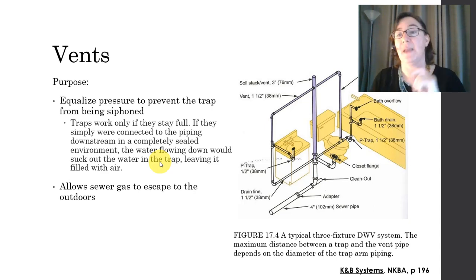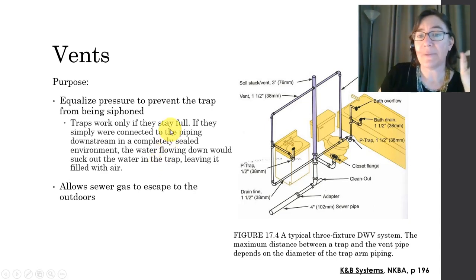So taking a look at this diagram, where are the vents? They're everything that's kind of colored gray here. So if we're following this bath drain right here, the water comes and drains. You're going to have some water sitting in the P-trap and go down that way. But this piece right here is the vent system, and it's going to connect to the main soil stack vent right here.